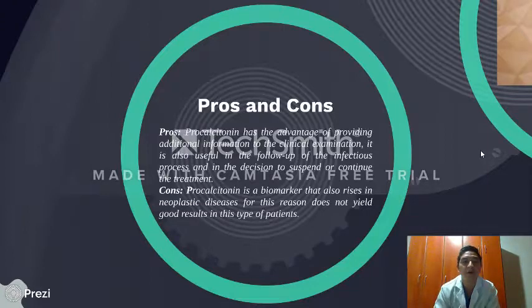Pros and cons. Pros. Procalcitonin has the advantage of providing additional information to the clinical examination. It is also useful in the follow-up of the infection process and in the decision to suspend or continue the treatment. Cons. Procalcitonin is a biomarker that also rises in neoplastic disease. For this reason, it does not yield good results in this type of patient.